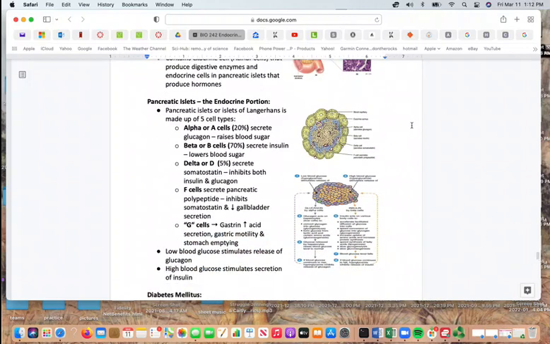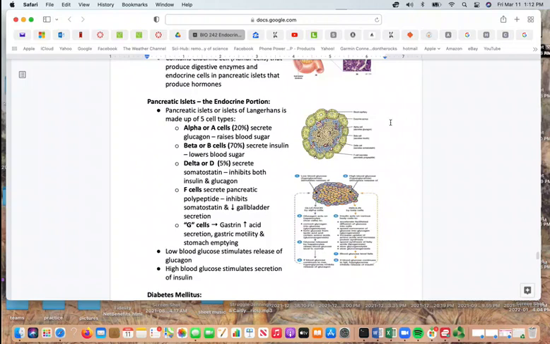20% of them are alpha cells. They're going to secrete glucagon. So the way I remember this, glucagon is saying the glucose is almost gone. It's going to raise the blood sugar. 70% are beta cells. They're going to secrete insulin. It lowers the blood sugar. It's going to help take the sugar out of the bloodstream and take it into the cells for the cells to be able to use it.